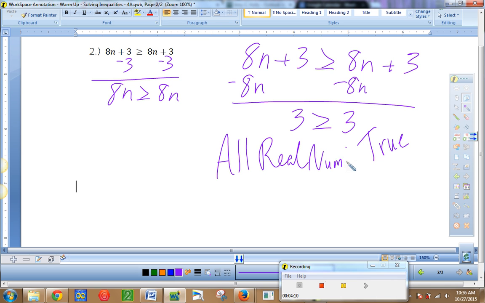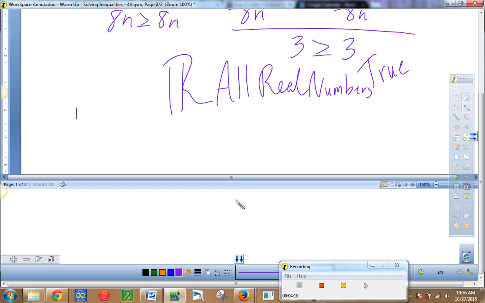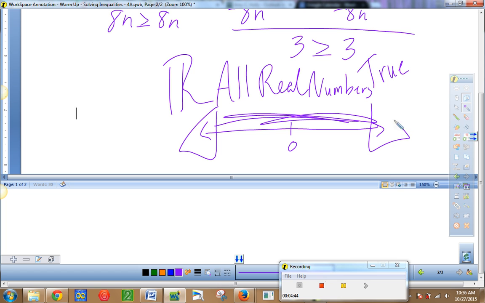Can we just do the symbol for all real numbers? This anti-R? Yeah. Oh, that's good. What would it look like on a number line? You've got to at least have 0. It's just everything. It's from negative infinity to positive infinity.